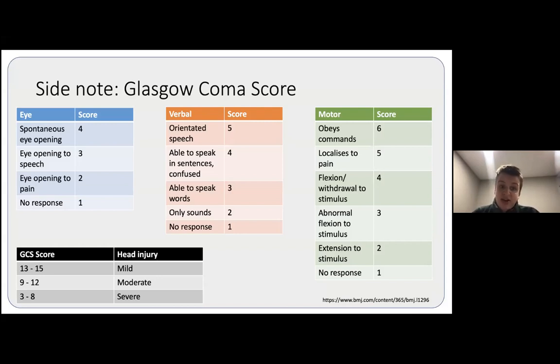So the minimum score you can get on a Glasgow Coma score is 3 for absolutely no response, and the highest is 15. Anybody with a Glasgow Coma score of 8 or less, you'd be concerned about the patient maintaining their own airway, and you'd be thinking about calling in an anaesthetist to help with intubation. So the Glasgow Coma score is useful in head injuries, like I've got in this slide, but also for assessing the effects of a stroke. So it's a good idea and a good habit to get into to start remembering what these scores are, so you can do it quickly.